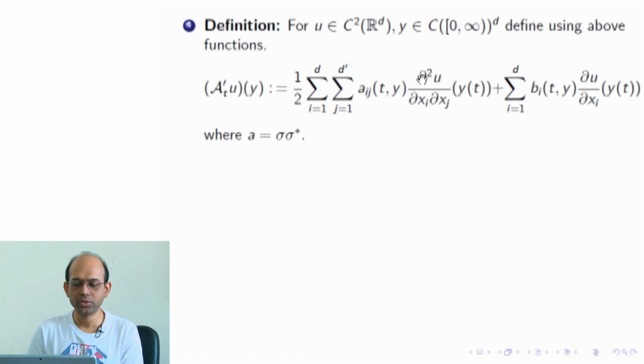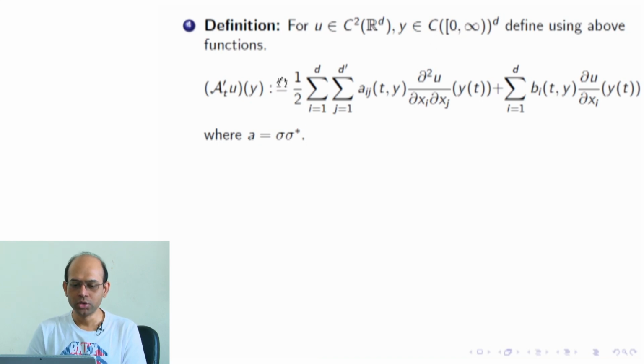Now we are going to look at some other definitions. This is a generator, an operator we are going to introduce. This operator is introduced using the coefficients which appear in the functional stochastic differential equation. Let's look at this operator, A prime t. It is evaluated at a function u which is twice continuously differentiable, a function on R^d. It is not a functional, it's just a function taking an R^d value and giving one real number, and y is a d-dimensional path.